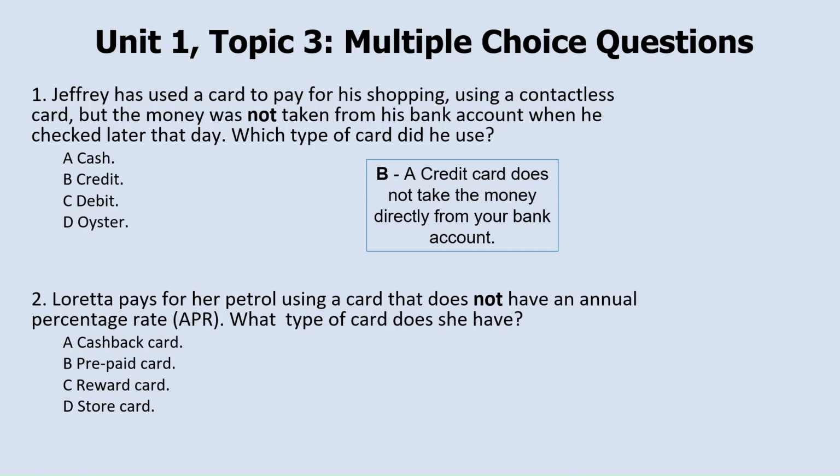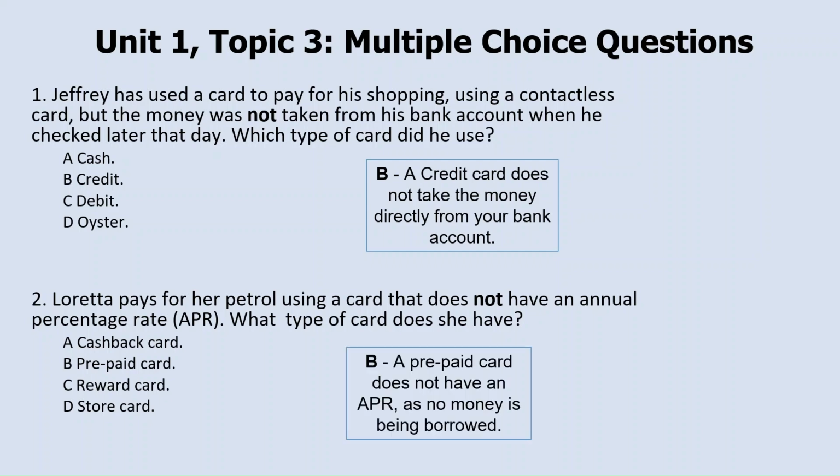What type of card does she have? Is it A, a cashback card, B, a prepaid card, C, a reward card, or D, a store card? The answer to question 2 is B. A prepaid card does not have an APR as no money is being borrowed.